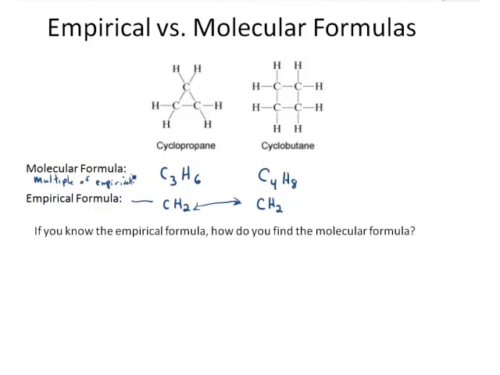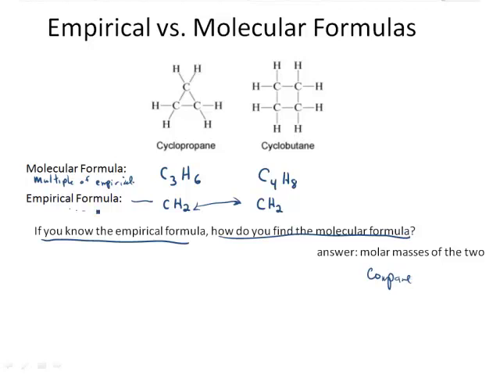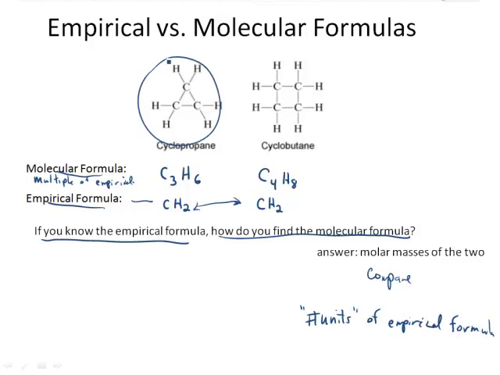Okay, so if you know the empirical formula, how do you find the molecular formula? The answer is you use the molar masses of the 2. You compare the molar mass of the empirical formula and the molar mass of the molecular formula. That gets you how many units of the empirical formula are in the molecular formula. So in this case, it would be 3 units because there are 3 CH2 units there, and this would be 4 units because there are 4 CH2 units there.